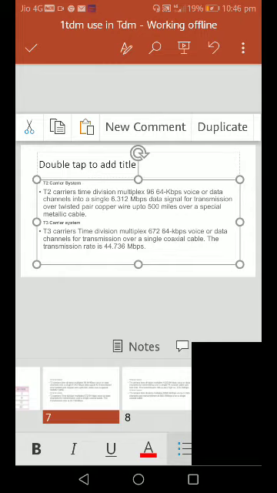And how much distance is used for T2? It is equal to 500 miles over a special metallic cable.